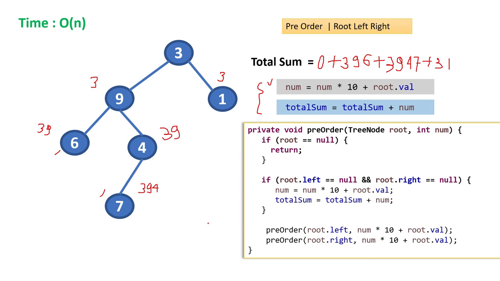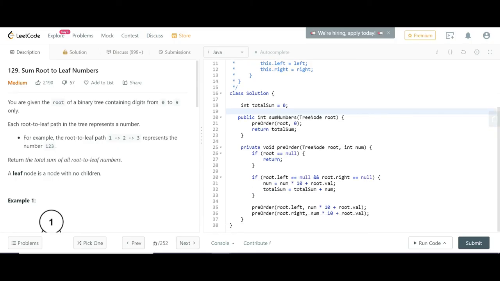Now we will see the coding. Now if we do the coding part, the total sum I have defined as a global variable outside, as an instance variable, and this is my main method where I am calling this pre-order recursively, and at the end I am just returning the total sum. So this is the program which I have shown also. So if we submit it, it is working.